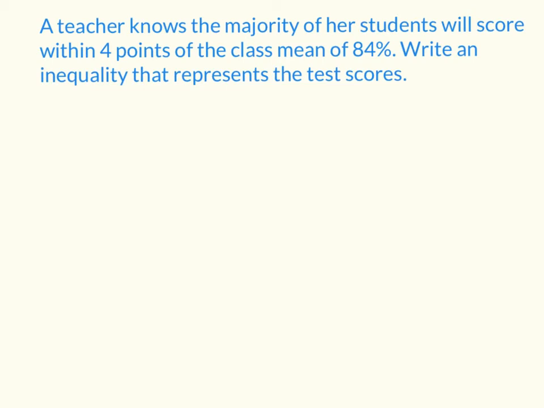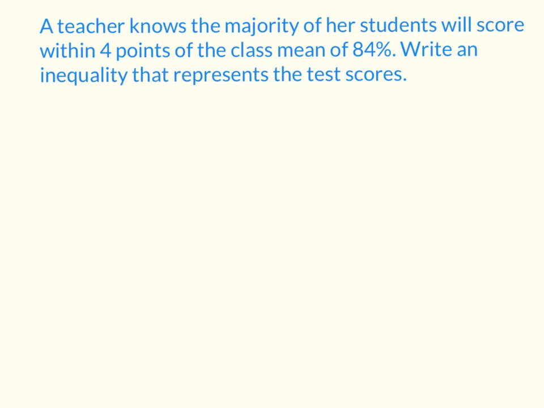Here's a word problem here. A teacher knows the majority of her students will score within 4 points of the class mean of 84%. Write an inequality that represents the test scores. So what numbers are 4 points within an average of 84?